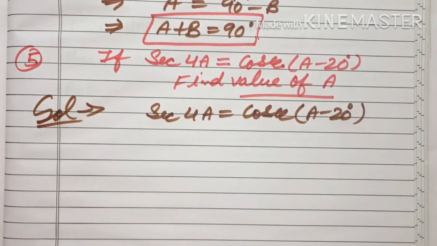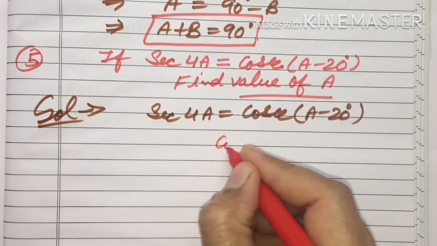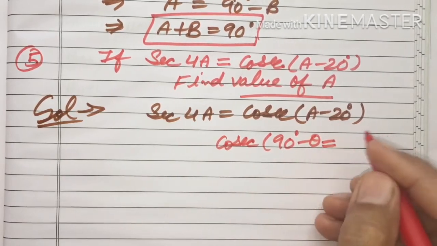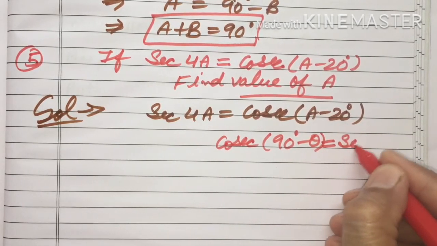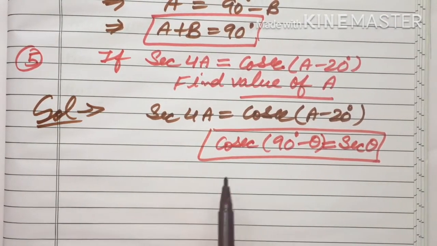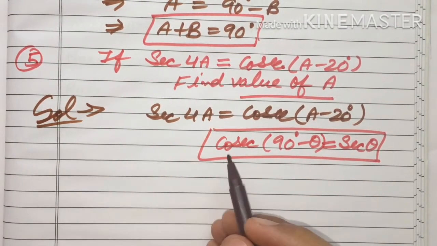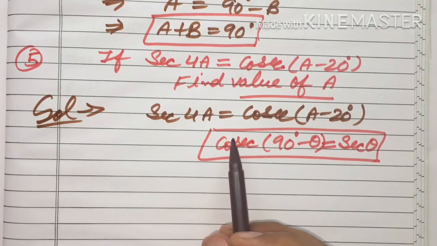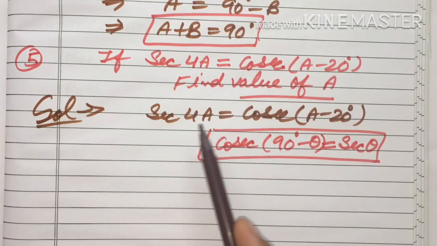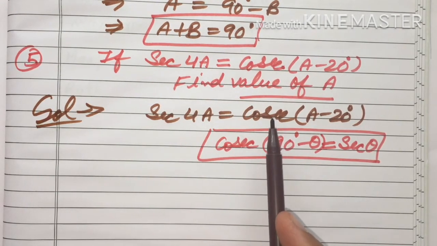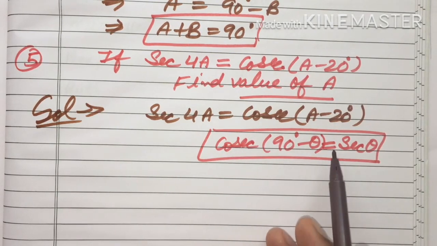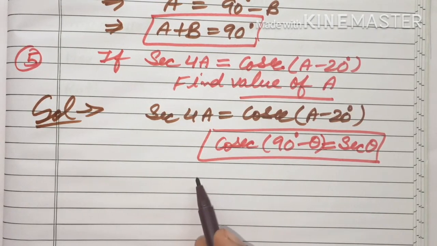Which relation can we use there? We can use cosecant(90 degree minus theta) is equal to secant theta. So students, how can you choose the relation, which one you have to use? We have to choose these complementary angle relations according to our values, because in this question one side secant is there, one side cosecant is there. So we need this relation, so we can change cosecant into secant and we can cancel both functions.